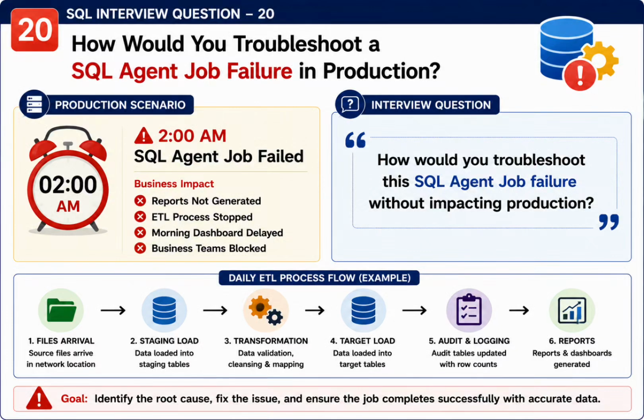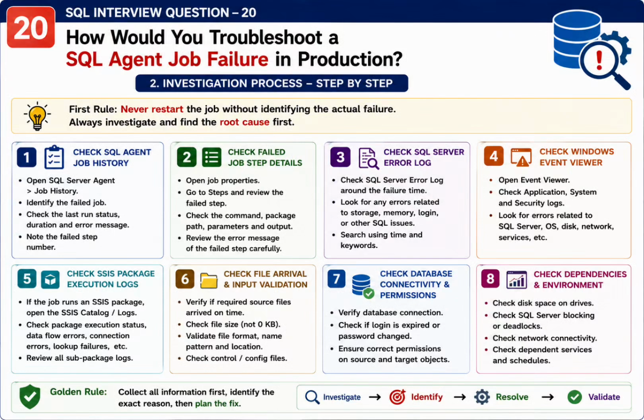Now the interviewer asks, how would you troubleshoot this issue? Many people immediately say, I will restart the job. But that's the wrong approach. As a senior SQL developer, the first rule is never restart a failed job without understanding why it failed. Then we have to do the investigation. The first thing we have to check is the SQL agent job history. Then we verify which job failed and at what time it failed.